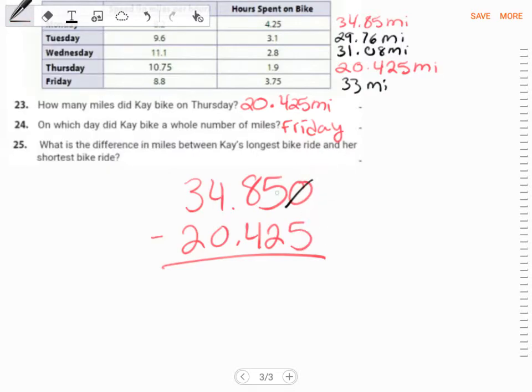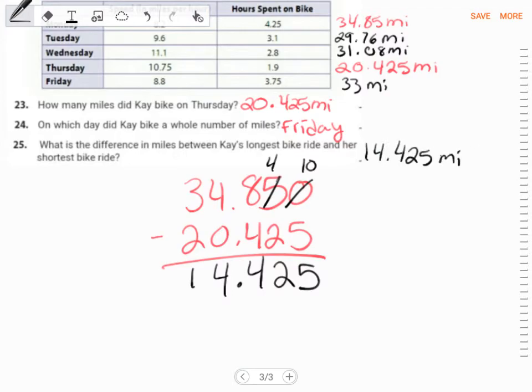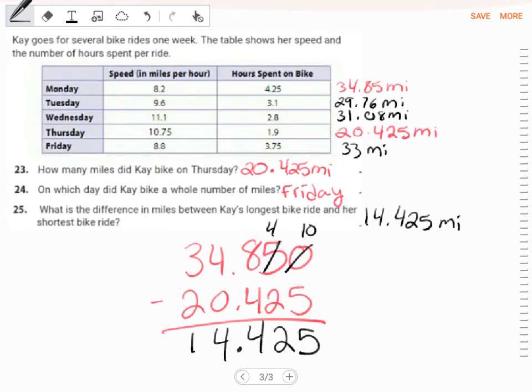0 minus 5, can't do that, so we've got to borrow. This becomes a 4. There's a 10. 10 minus 5 is 5. 4 minus 2 is 2. 8 minus 4 is 4. 4 minus nothing is 4. 3 minus 2 is 1. So our difference here is 14.425 miles, right? Lots of work for 3 problems.